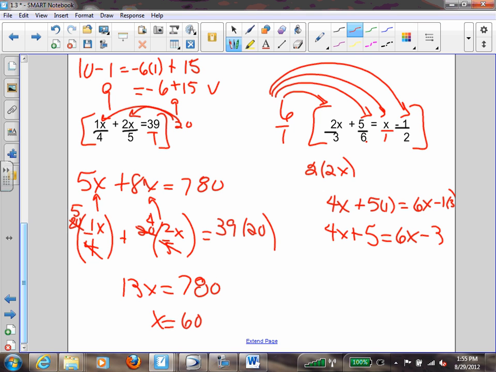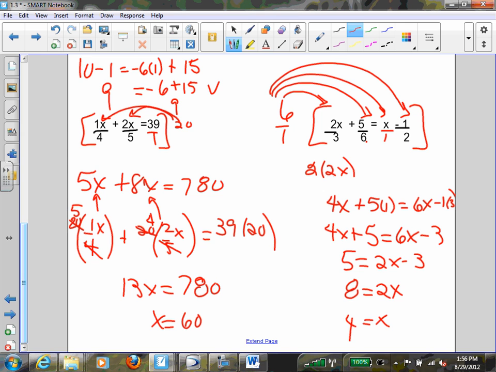So that's going to be, I'm going to take the 4x to the right, and I'll be left with 5 equals what? 2x minus 3, yes? Take the 3 to the left. What do I get? 8 equals 2x. What does x equal? All right, and then we would check it. Yes, I do. Whichever ones say check.